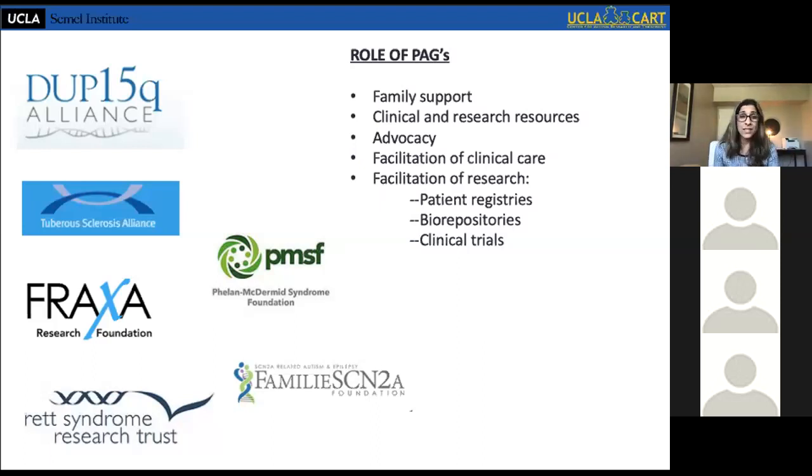They do advocacy. They'll go to Washington and advocate for research funding for their specific condition. Tuberous sclerosis has done an incredible job of this. And in fact, the Department of Defense funds millions of dollars a year on tuberous sclerosis research because of families advocating. And then specifically from the standpoint of facilitating research, a lot of these PAGs are developing their own patient registries, biorepositories, as well as really forwarding clinical trials.